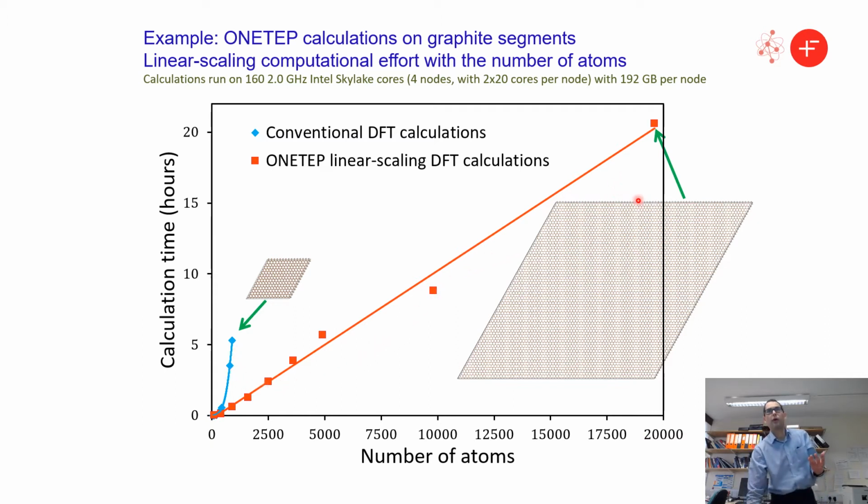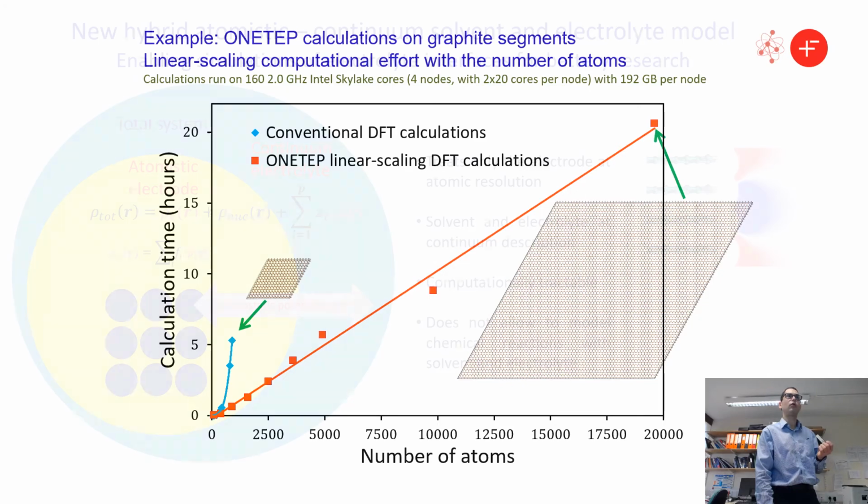where you can see we can push these graphite segment calculations to tens of thousands of atoms. And this is not just graphite, it can be any material, any configuration. It can be applied fully generally to any combinations of atoms. So we can build much more complex models, for example, for interfaces such as in battery electrodes.